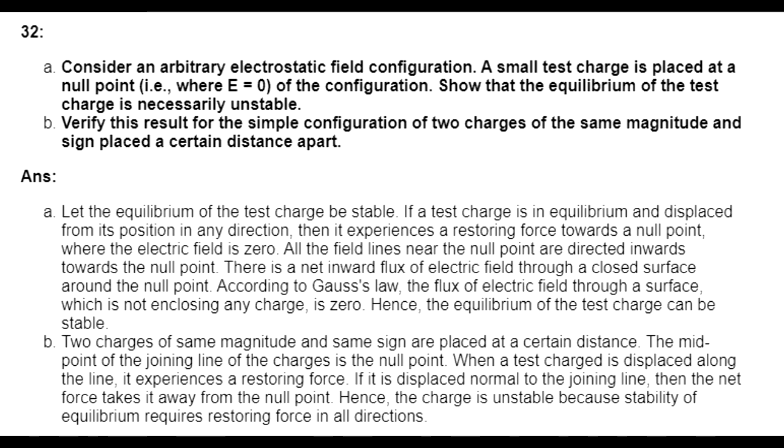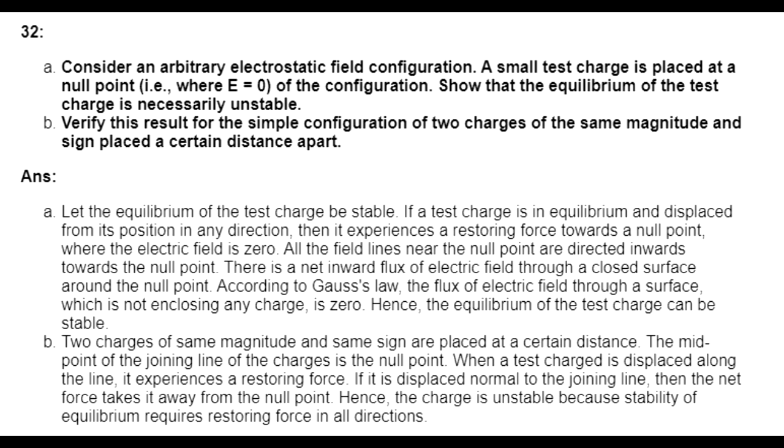Question 32. Consider an arbitrary electrostatic field configuration. A small test charge is placed at a null point of the configuration. Show that the equilibrium of the test charge is necessarily unstable. Verify this result for the simple configuration of two charges of the same magnitude and sign placed at a certain distance apart.